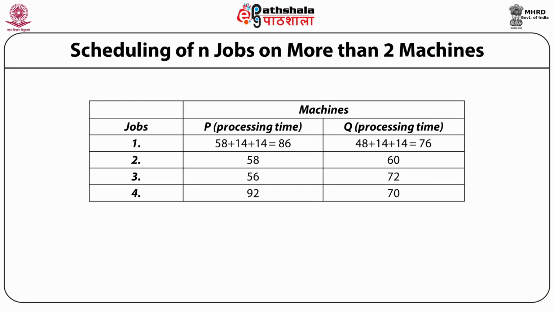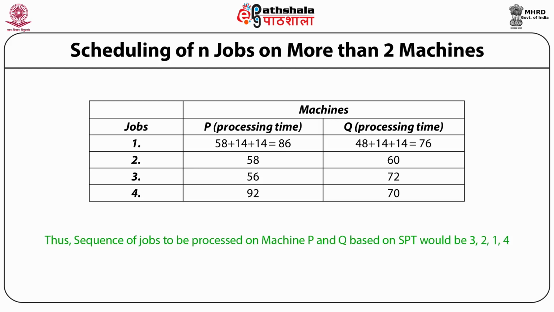Machine P processing time, Q processing time. Job 1: 58 plus 14 plus 14 equal to 86 on machine P. Machine Q: 48 plus 14 plus 14 equal to 76. Job 2: machine P 58, machine Q 60. Job 3: machine P 56, machine Q 72. Job 4: machine P 92, machine Q 70. The sequence of jobs to be processed on machines P and Q based on SPT would be 3, 2, 1, 4.